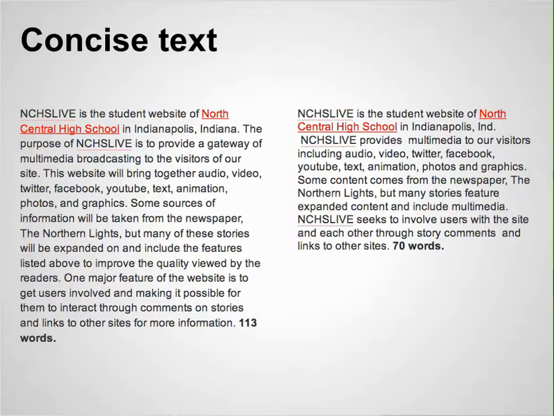So here's an example. This is an about paragraph on the left. It's 113 words. On the right, it's much more concise. How have we made it concise? Well, I rewrote this. All I did was take out the BS words, the words that don't mean anything.